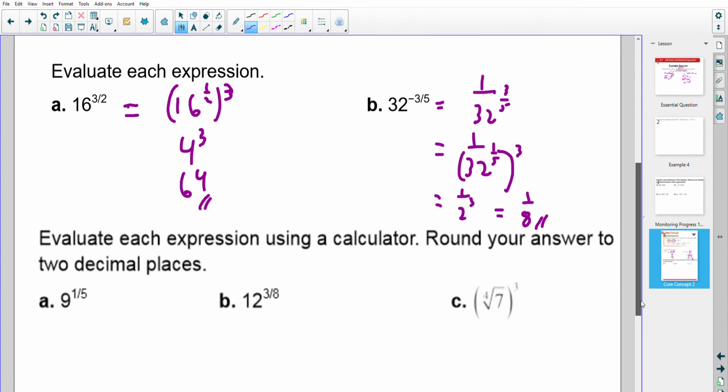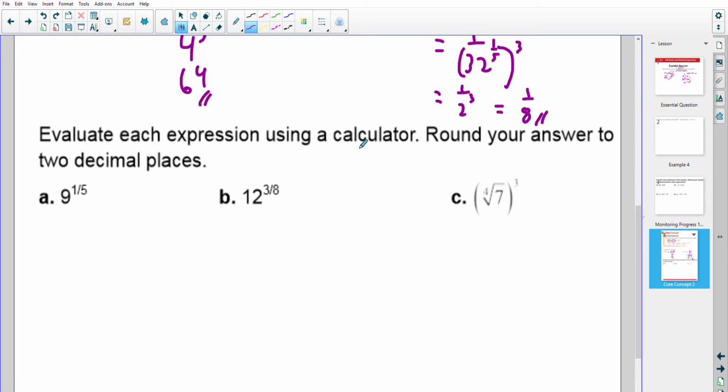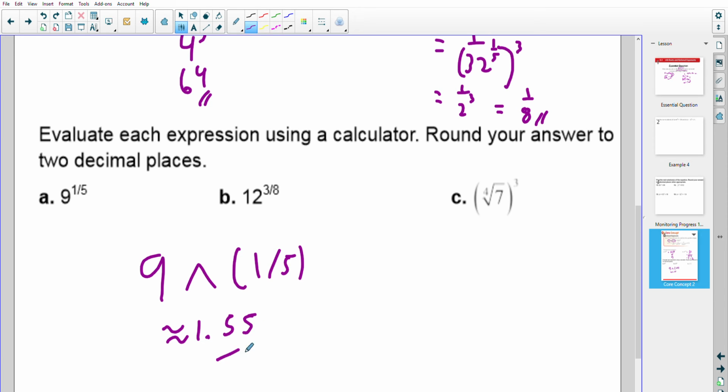Secondly, what you are asked to do here is evaluate using a graphing calculator. And so when you do this, you would take 9 and then use the caret sign, parenthesis 1 divided by 5. If you're following along, I'm going to do that using parentheses, ending up with approximately 1.55 to 2 decimal places, which is what it's asking for.